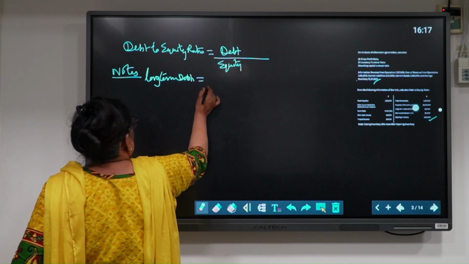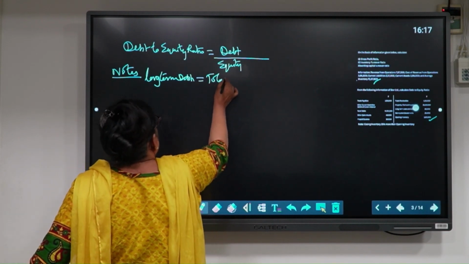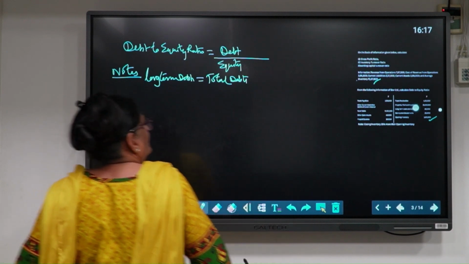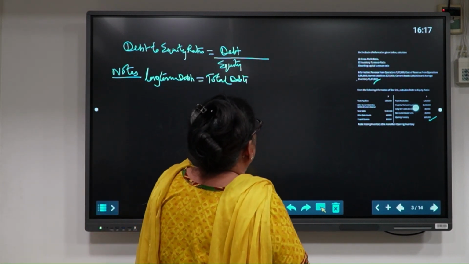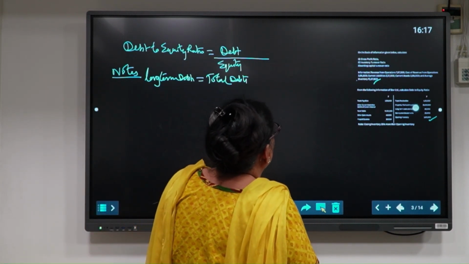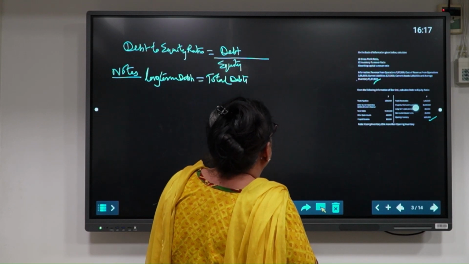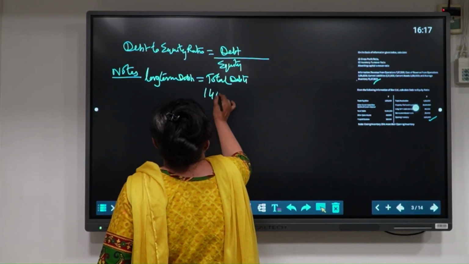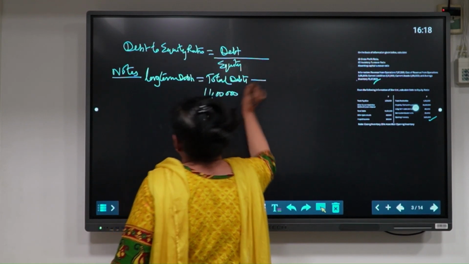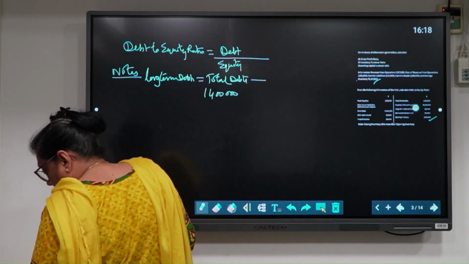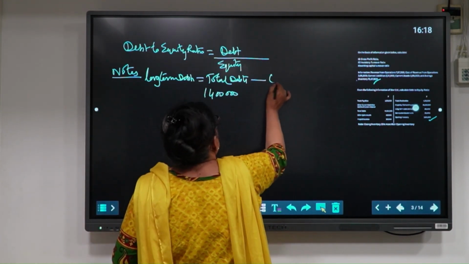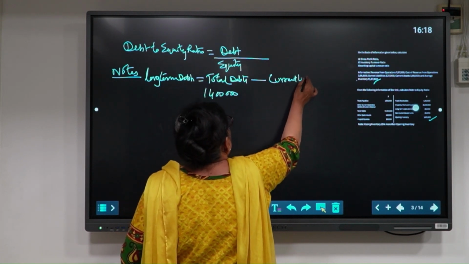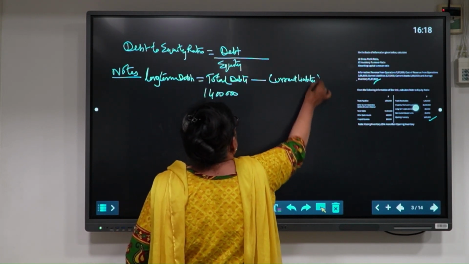In that problem, they have given us total debts. It means you have debentures, bank loan, plus your non-current liabilities, all are included in that. Total debts are 14 lakhs they have given us. 14 lakhs minus total debts minus current liability. Current liability is included in this.